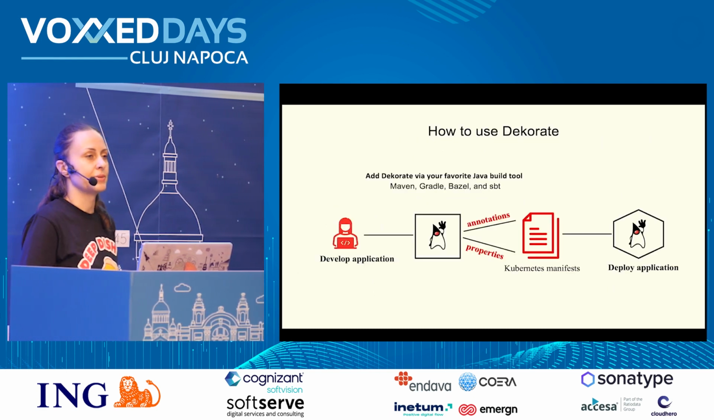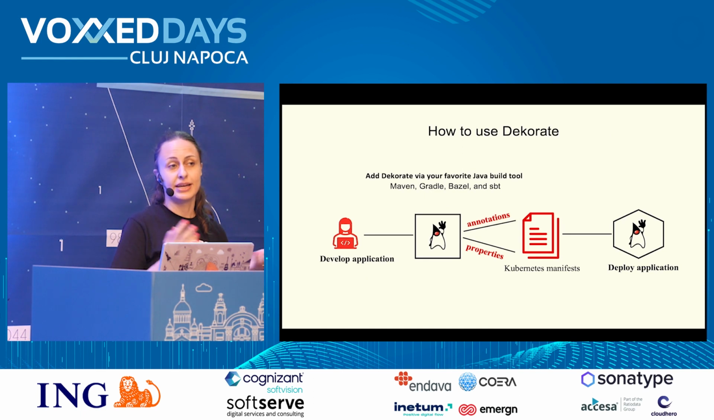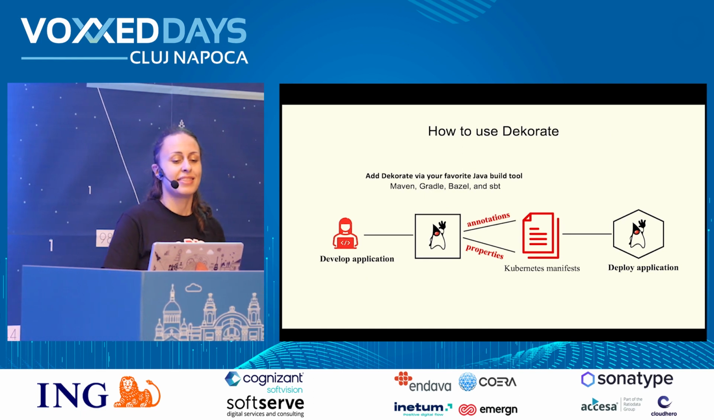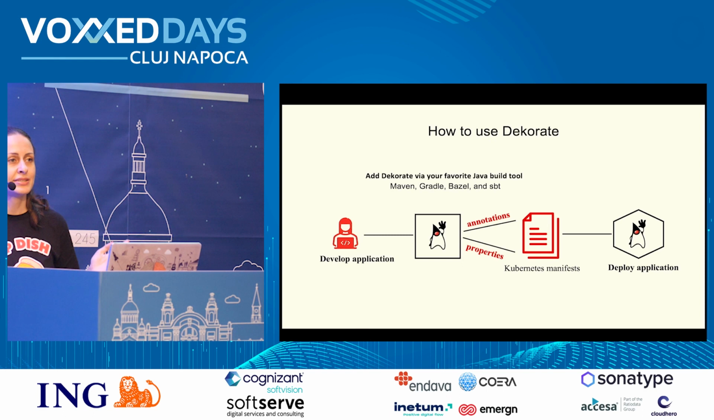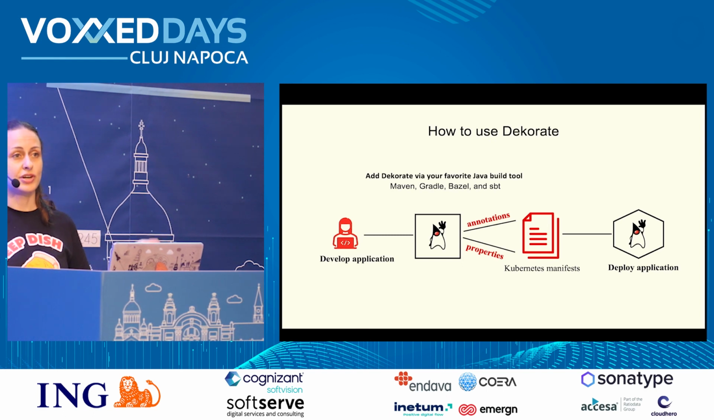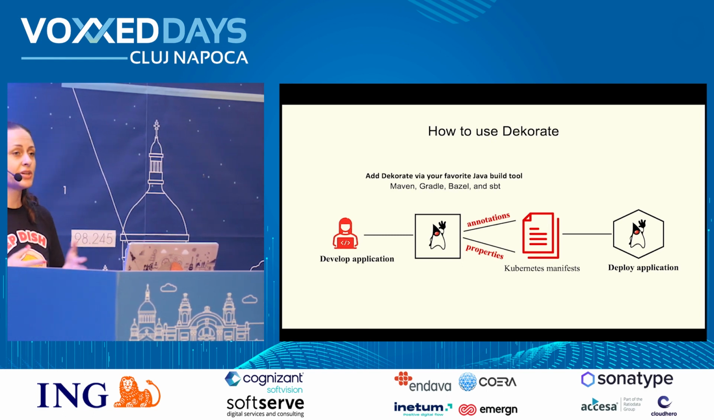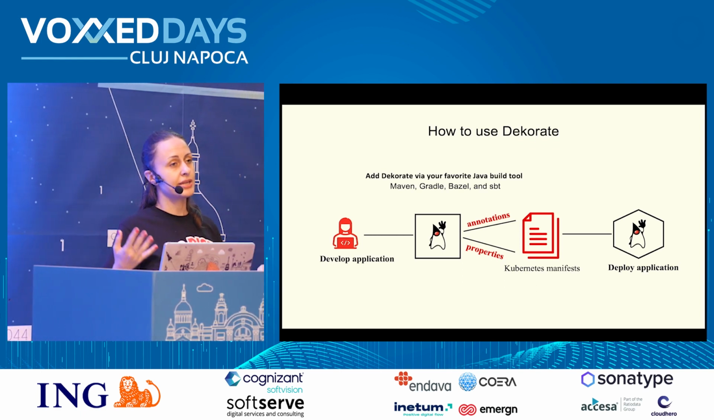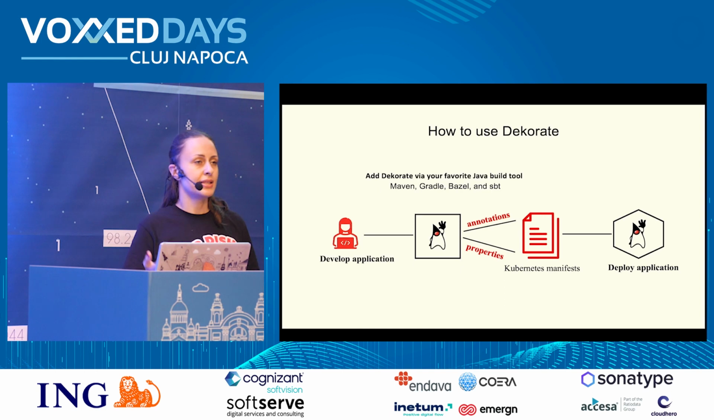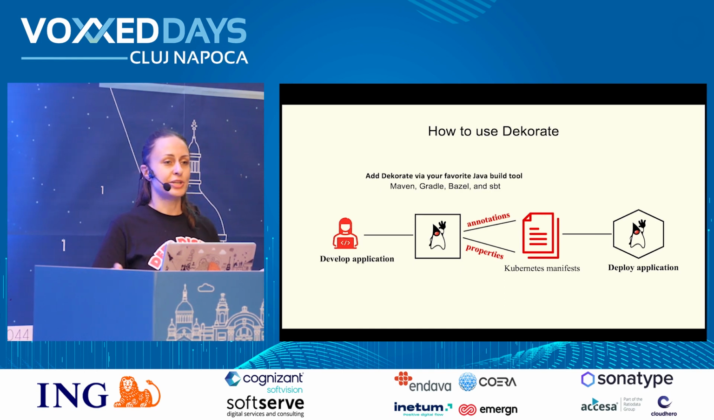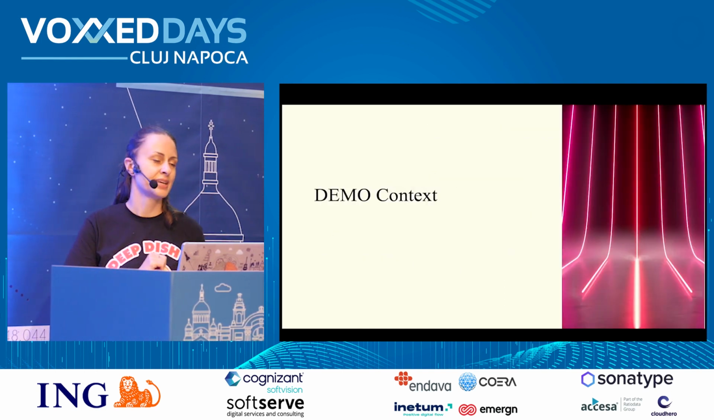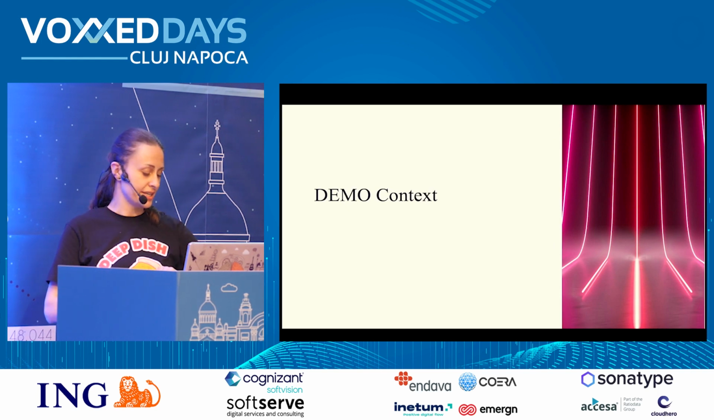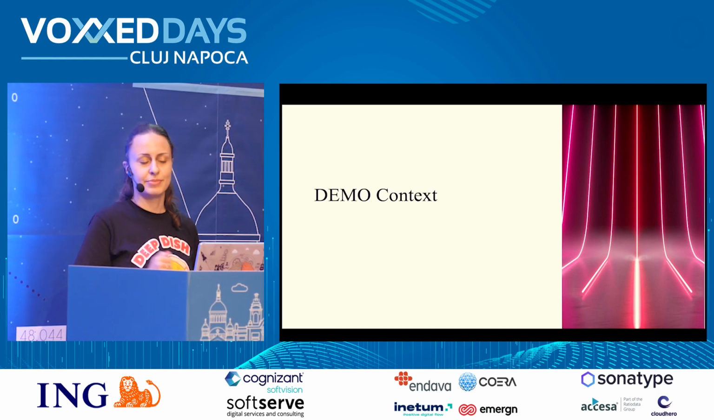So how to use Dekorate? First of all, I assume that you would like to develop a Java application. Then you just add Dekorate as dependency via your favorite Java build tool. And then you can use just annotations and properties to customize the output in Kubernetes manifests. And last but not least, you deploy the application. Simple as that.